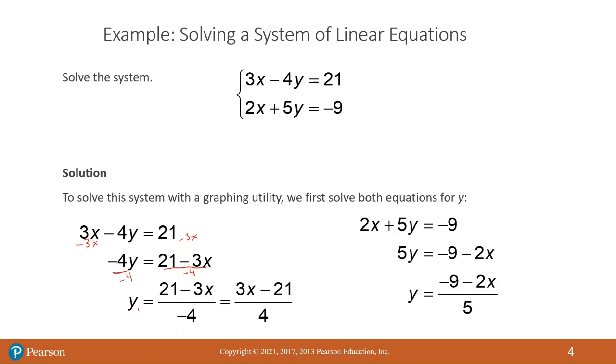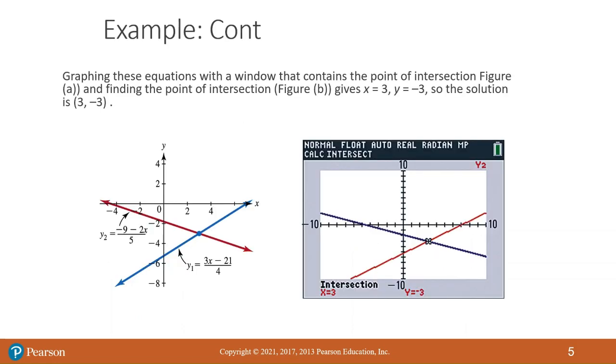Up next, I need to solve the second equation for y as well. So I have 2x plus 5y equals negative 9. First thing I'm going to do is subtract the 2x over. This gives me 5y equals negative 9 minus 2x. I'm going to then divide by 5 on both sides. It's going to give me y equals negative 9 minus 2x over 5. This is going to be my y2. Now, I'm going to graph these equations with a window that contains the point of intersection.